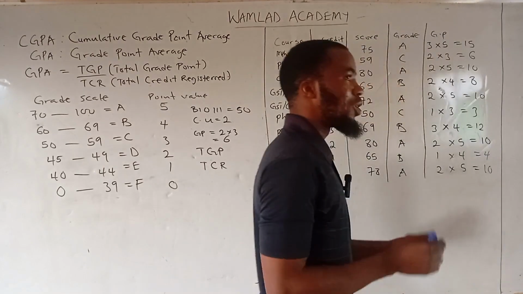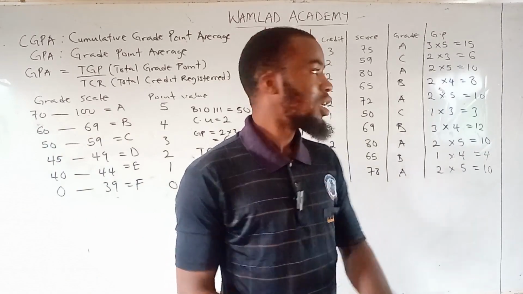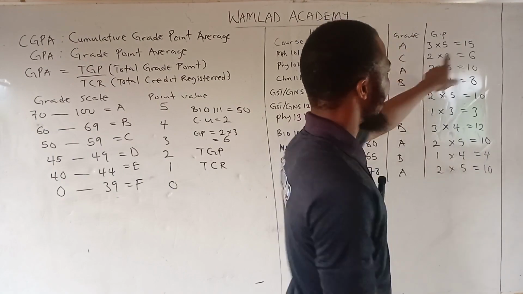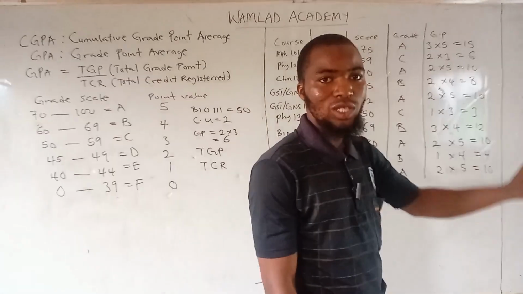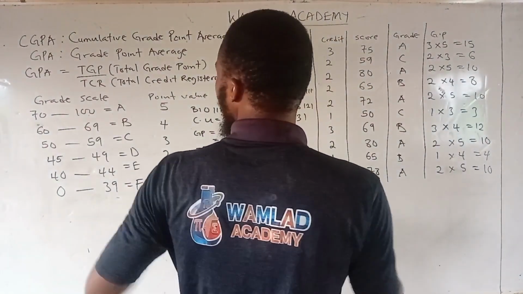Like what I said earlier, don't play with your 3 credit unit course. As you can also see here, that person got A and also got A here, but the GP is not the same thing. Why? Because the credit unit is different. So let's now calculate our GPA.